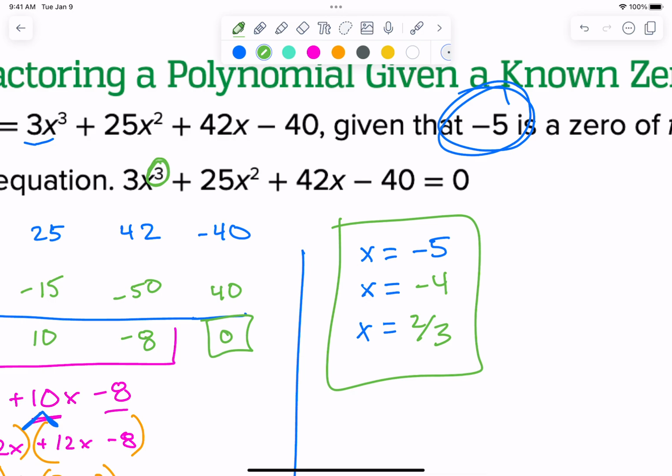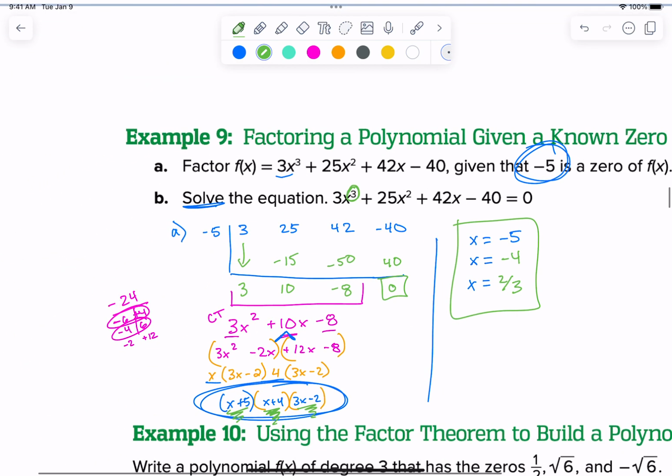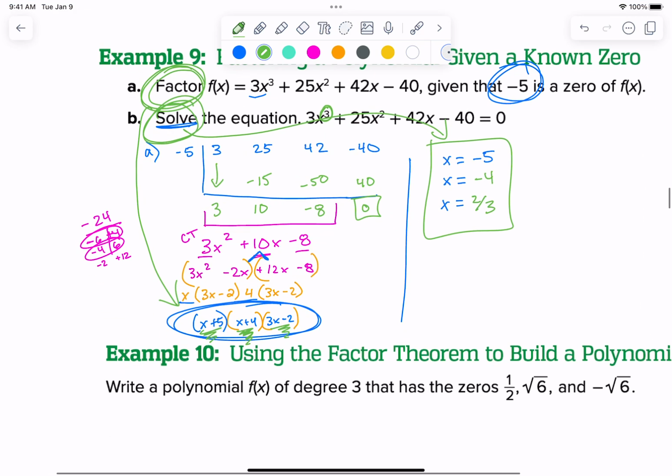Make sense? All right, so that's the difference between where it says factor. Factor is just break him down. That's just list him as the parentheses. Versus solve means actually find me what x is. Make sense? So A versus B. Okay, B was kind of a continuation of A. Good? Okay, let's do this one real quick.